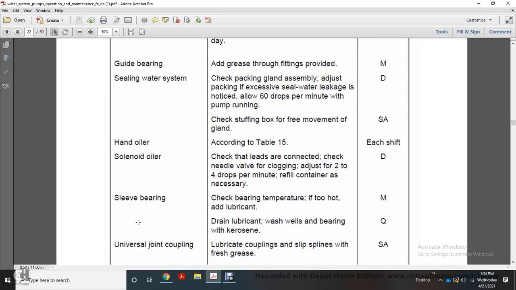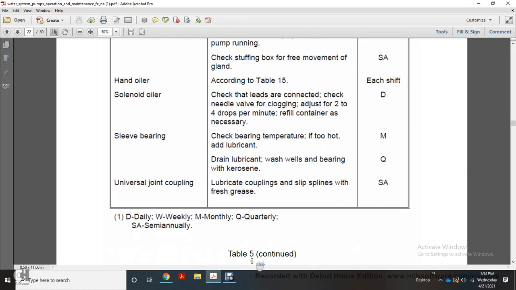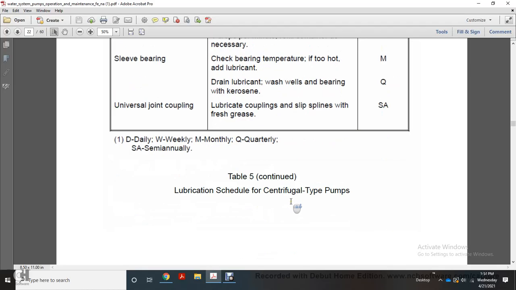Sleeve bearing: check the bearing temperature, and if it is not too hot, lubricate monthly. Quarterly, drain the lubricant and wash the coils and bearings with kerosene. Universal joint coupling: lubricate the coupling and split splines with fresh grease semi-annually.